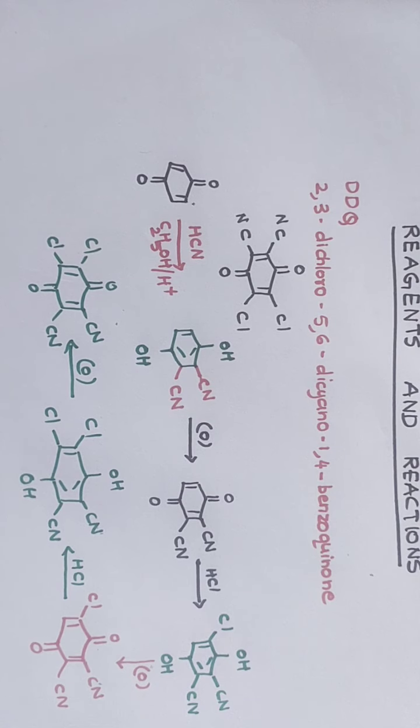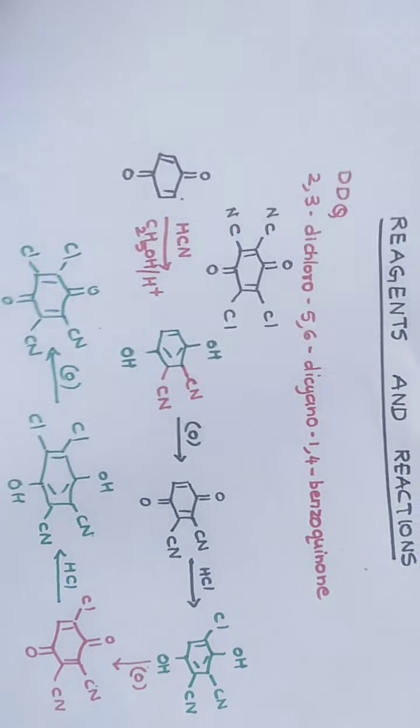Now what is the use of this DDQ? DDQ is generally used in dehydrogenation, that is removal of hydrogen. So DDQ is an effective reagent for dehydrogenation. The best example is tetralin. Tetralin, when treated with DDQ in boiling benzene, is converted into naphthalene.